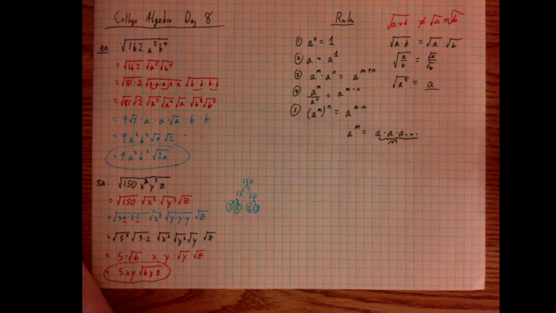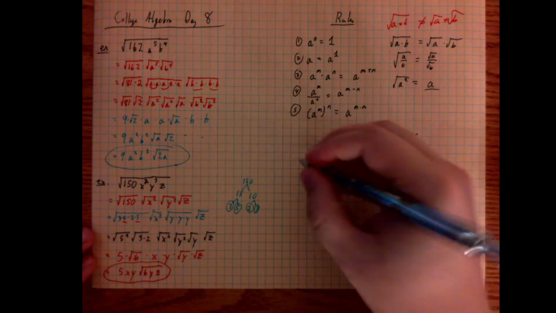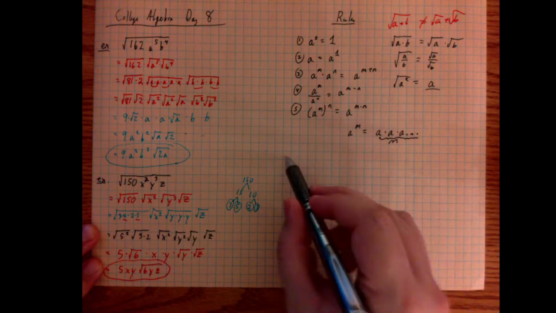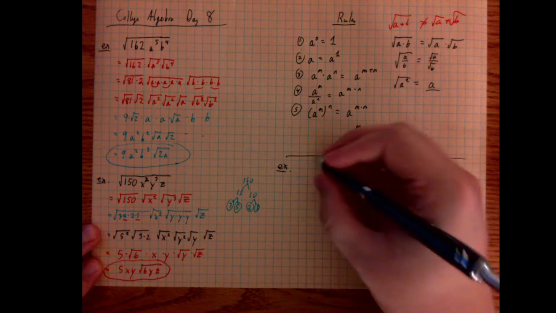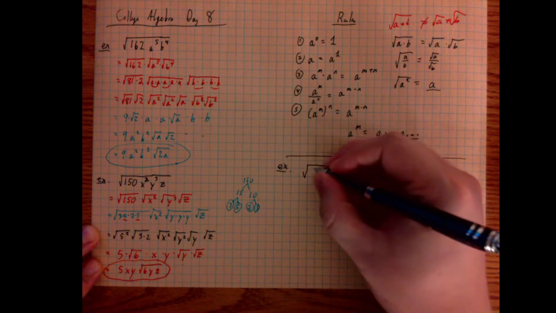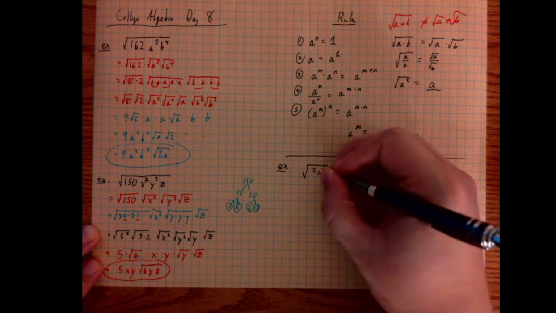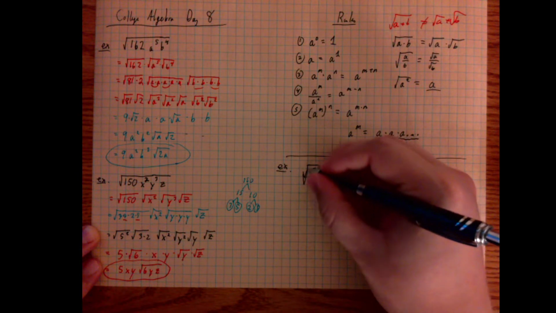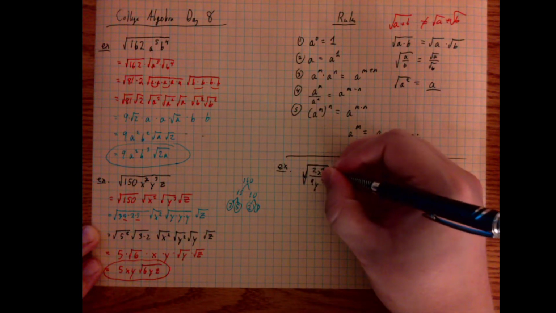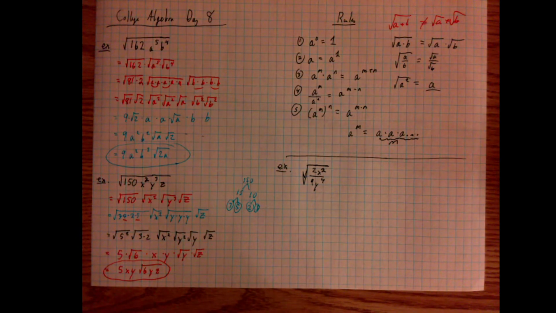Now, we can do this exact same thing using fractional powers. So let's take a look at this one. The square root of 2x squared over 9y to the 4th.